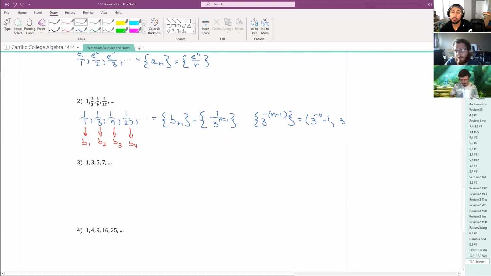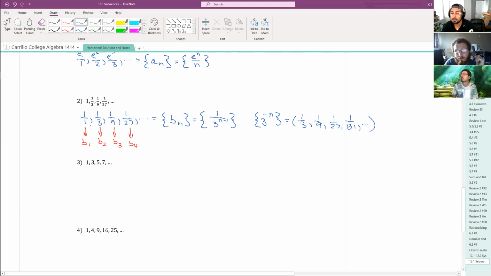I think somebody had said, why can't it be 3 to the negative n, not negative n minus 1? Just because that will still work out. If we do just 3 to the negative n, then that's going to be equal to 3 to the negative 1, which is 1/3, and then 3 to the negative 2 is 1/9, and then 3 to the negative 3 is 1/27, and then 3 to the negative 4th would be 1 over 81. And this is not the same sequence.